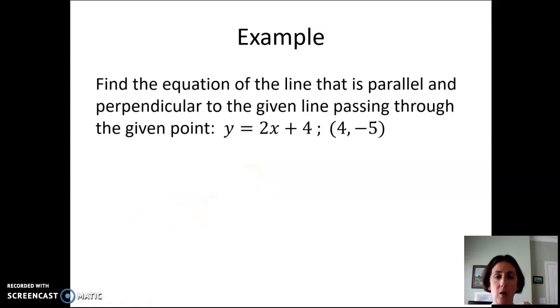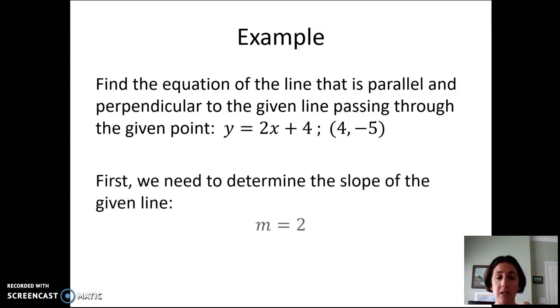All right, so if you wanted to find the equation of the line that is parallel and the equation of the line that's perpendicular to this given line, y equals 2x plus 4 at the point (4, -5), the first thing you need to do is determine, here's my given line. What is the slope of that line? Now this one's nice because it's already in y equals mx plus b form. So it's easy to determine that the slope of the given line is 2. If it wasn't, well, we talked earlier about how you can put it in y equals mx plus b form by solving for y.